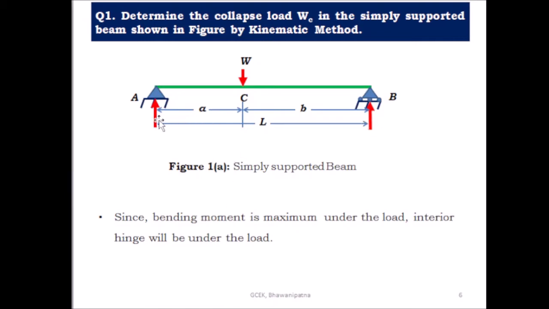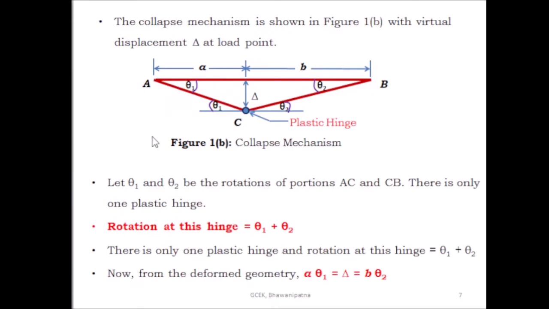So in the case of a simply supported beam, the bending moment is maximum under the load. So the interior hinge will be formed under the load. This is the figure showing the collapse mechanism. So this is the virtual displacement at the load point. Let theta 1 and theta 2 be the rotations of the portions AC and CB. There is only one plastic hinge found under the loading point at C. The rotation at this hinge is equal to theta 1 plus theta 2.